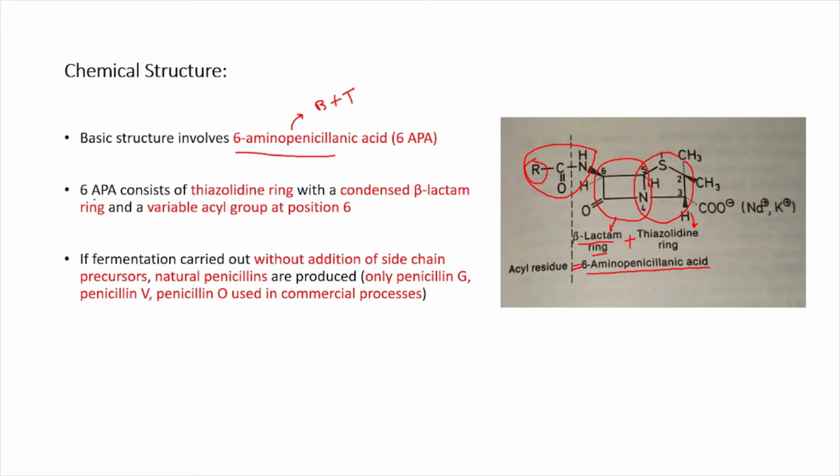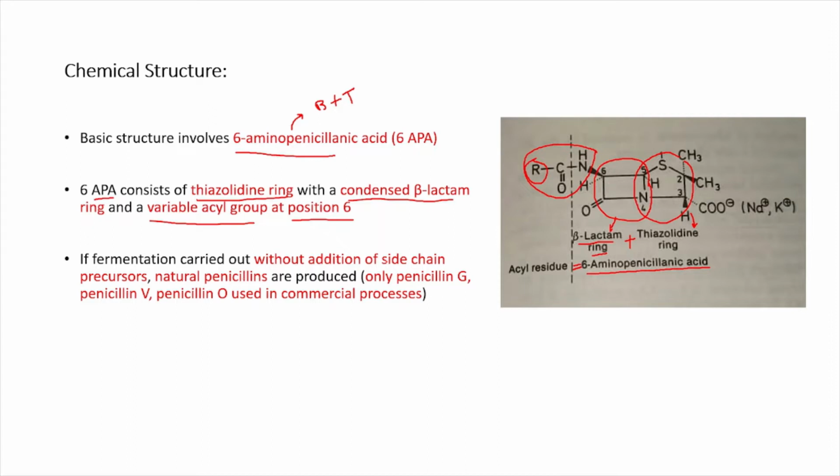6-aminopenicillanic acid, abbreviated as 6-APA, consists of a thiazolidine ring with a condensed beta-lactam ring, I have already shown that, and a variable acyl group at position 6. So depending upon this acyl group, we have various types of penicillin.